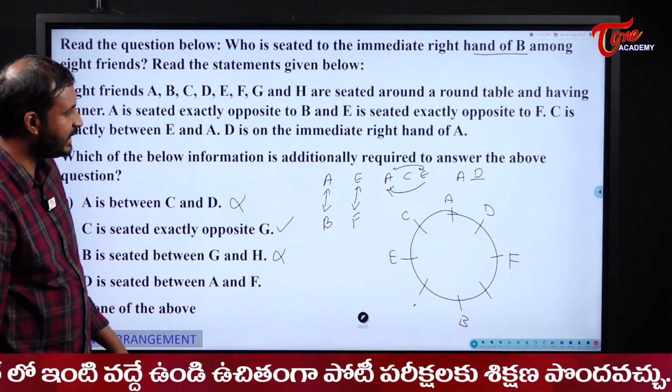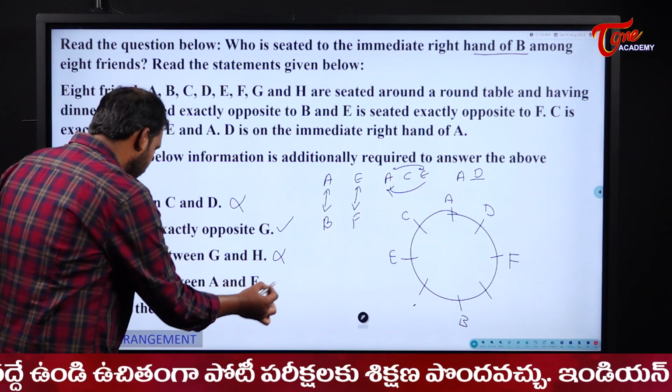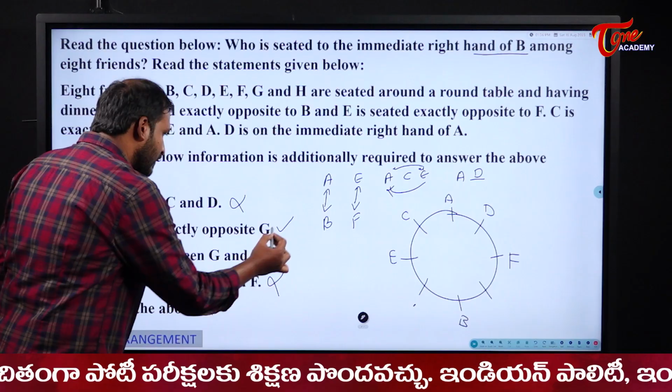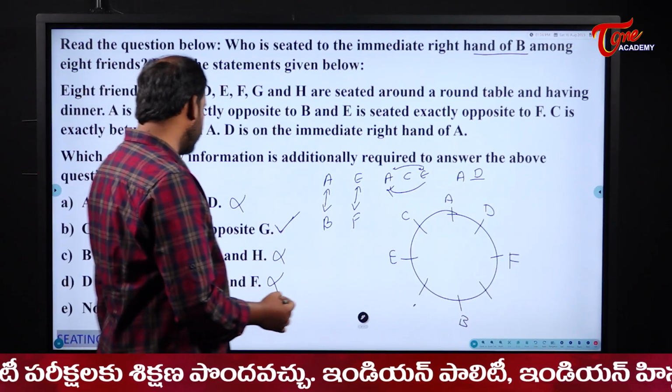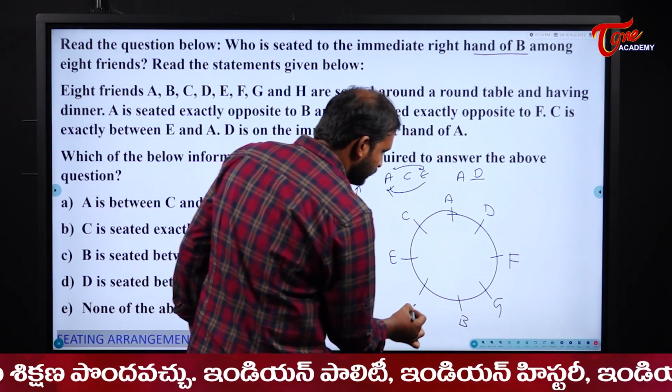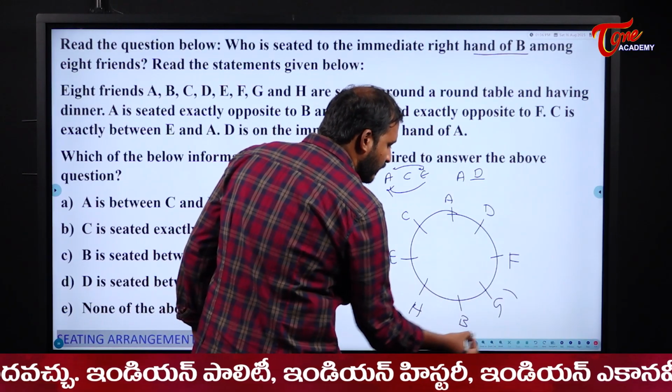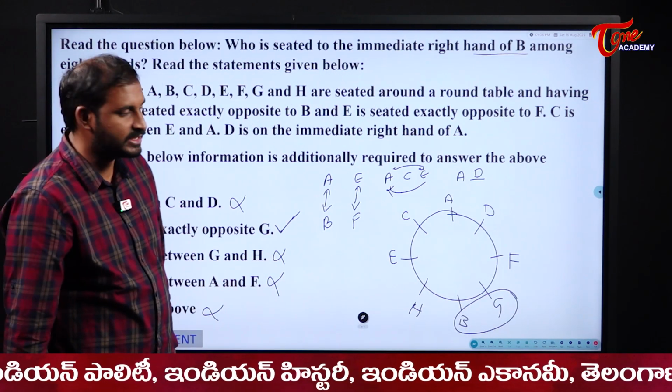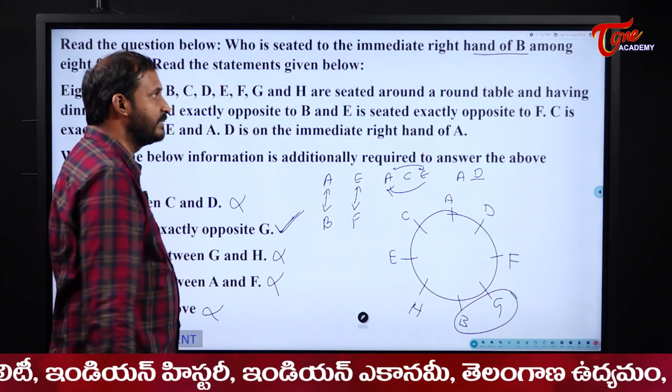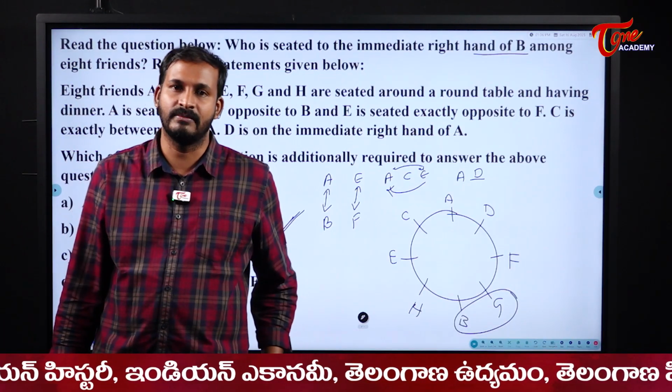D is seated between A and F. Already we know. None of the above, that one is also wrong. Why? Because we can say that if C is seated exactly opposite to G, H will go here. And with this, I can say that G is right hand of B. I can tell the answer, right? So our answer here becomes option B.